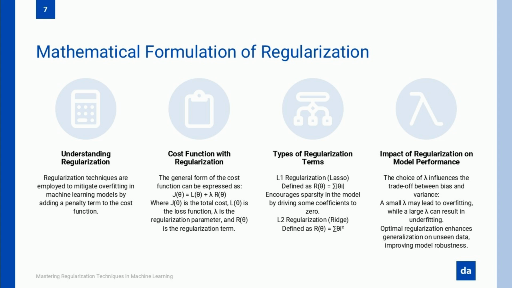Let's start with the basic cost function. If you've worked with machine learning before, you know that models try to minimize error. That's their whole job. For something like linear regression, our cost function usually looks like this. J of theta equals the sum of squared differences between the actual values, y sub i, and the predicted values, y hat sub i. This is just the squared error. It's measuring how far off our predictions are from the actual values. The model's job is to find the best parameters theta that minimize this error.